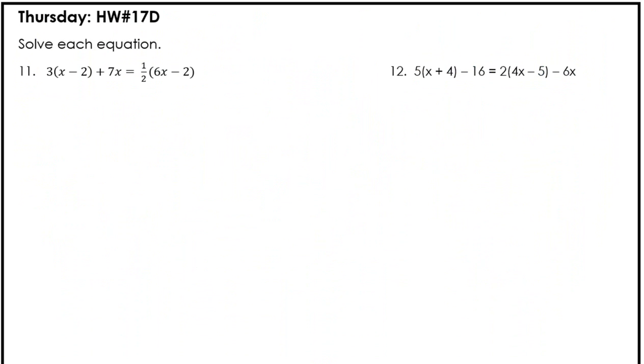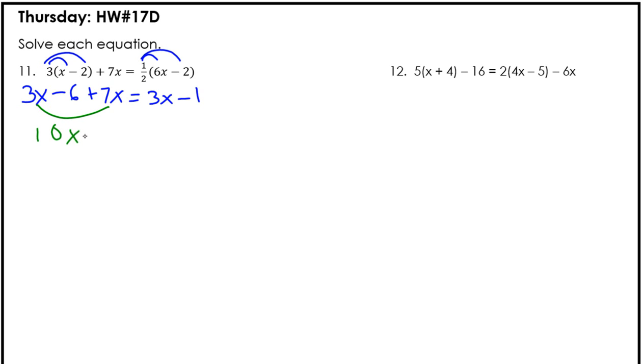On Thursday, I'd asked you to solve these single variable equations. Looks like they got some fractions in there, but that's not too bad. We can do this. 3 times x is 3x. 3 times minus 2 is minus 6. Rewrite the rest of this side. And now half of 6x is 3x. And half of minus 2 is minus 1. These two are on the same side, so that gives me a 10x.